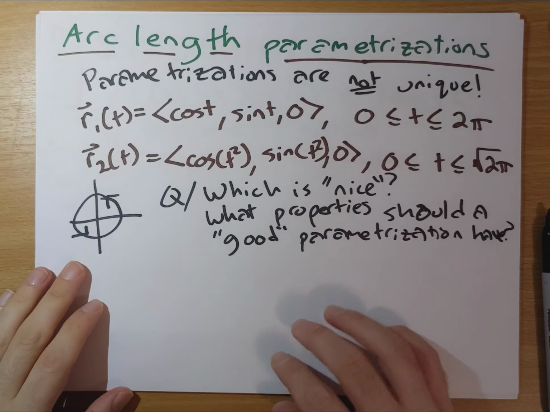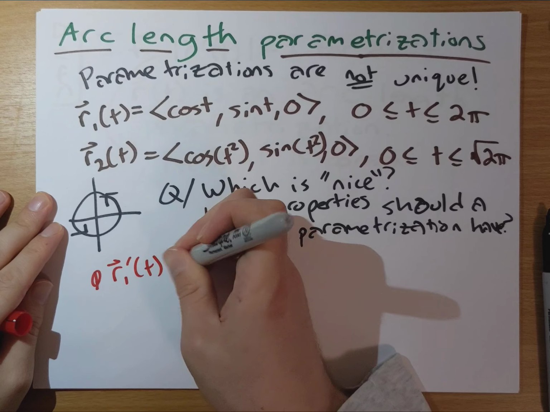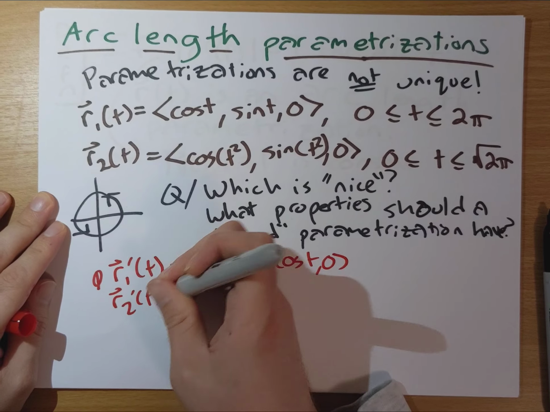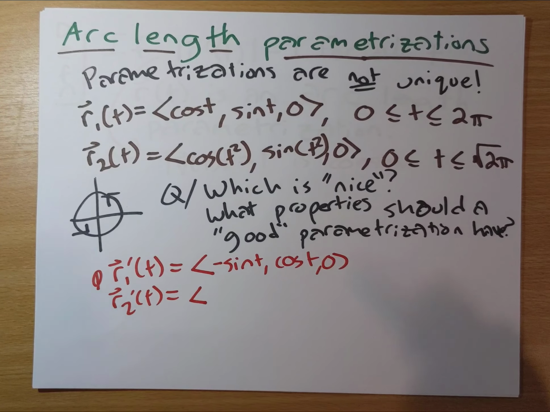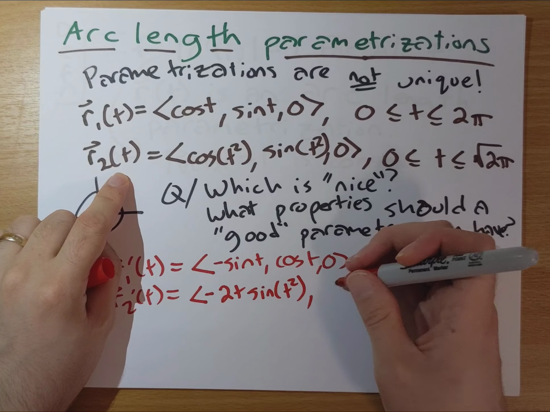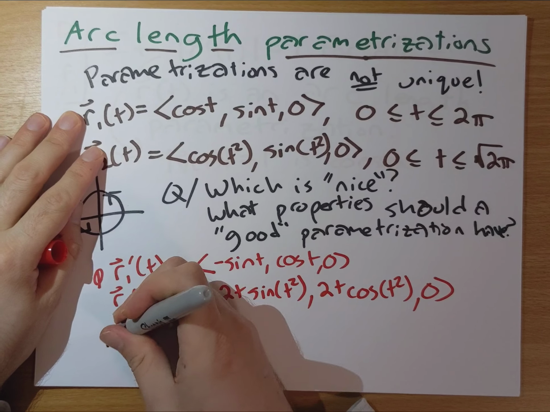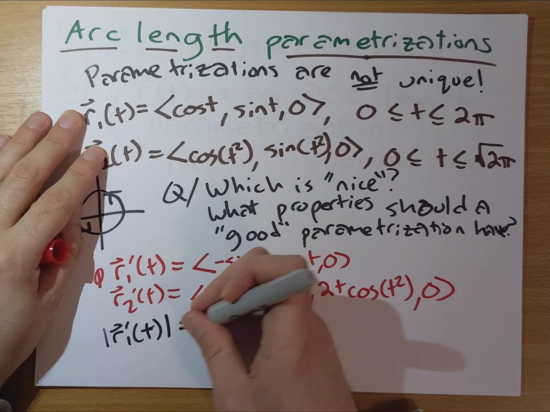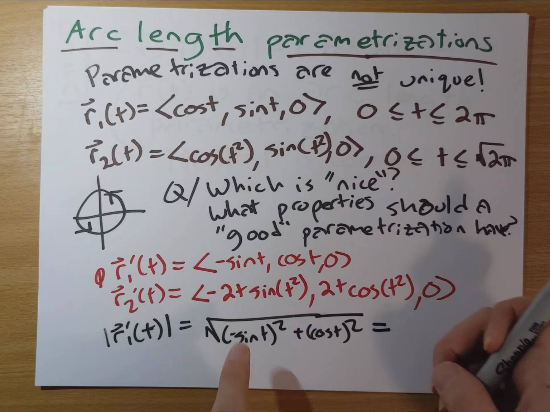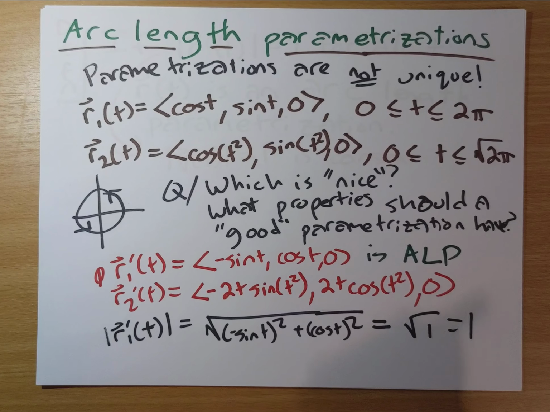Going back to this example, let's calculate things for r1 of t and r2 of t. r1 prime of t is going to be negative sine t, cosine t, 0. r2 prime of t, we have to use a little bit of the chain rule, is negative 2t sine of t squared, 2t cosine of t squared, 0. If we take the magnitude of r1 prime of t, the speed of this one, it is the square root of negative sine t squared plus cosine t squared, which is sine squared t plus cosine squared t. Adding them together, we get 1. Great, this is an arc length parameterization.